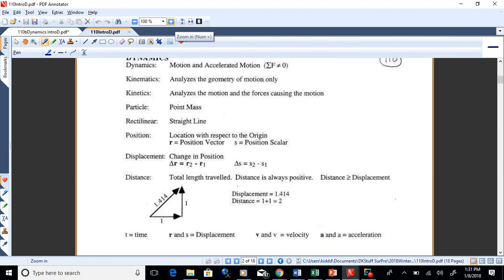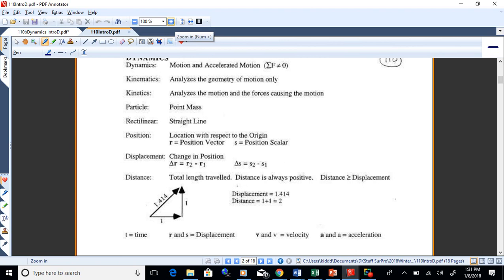We look at kinematics, which looks at the geometry of motion, how things are moving. We start there, and after that we go to kinetics, which looks at what causes the motion in the first place. Okay, so the first part of the class, we're just looking at motion. Then we look at what causes motion.